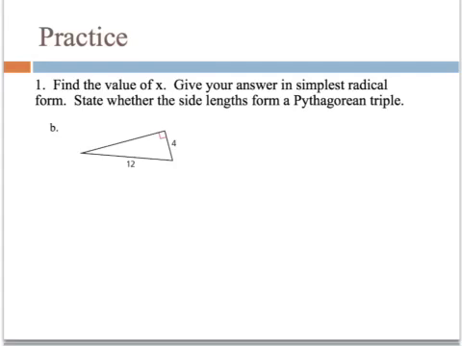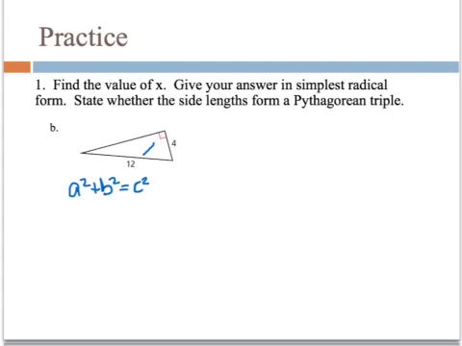Okay, let's move on to practice 1b. Same directions. We're going to go ahead and solve for the unknown length and then see if we have a Pythagorean triple. My unknown length, well, let me back up. Let's start by finding c, because I have a squared plus b squared equals c squared. And I always want to start by identifying my hypotenuse.